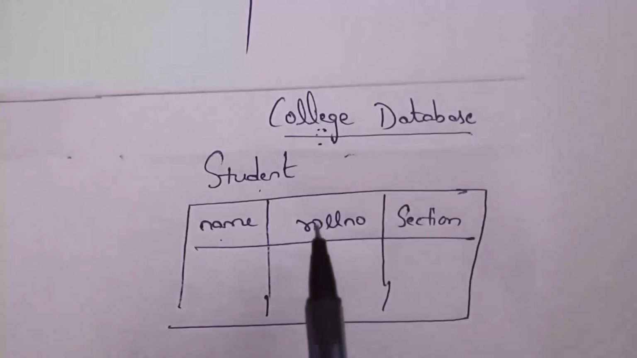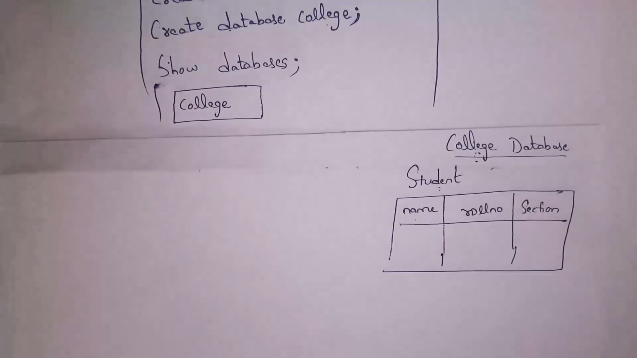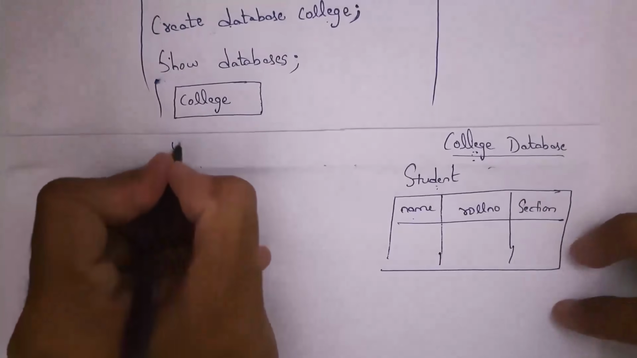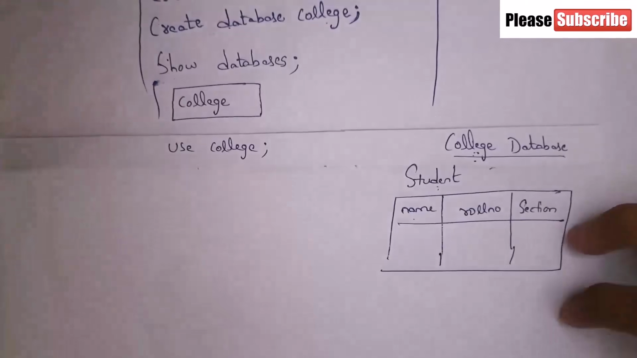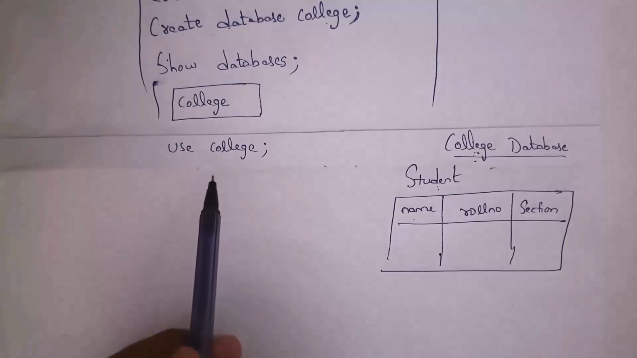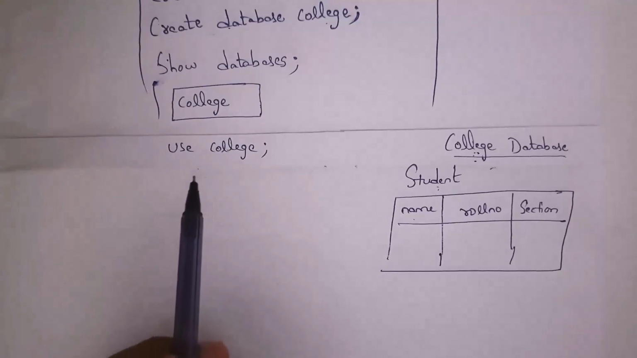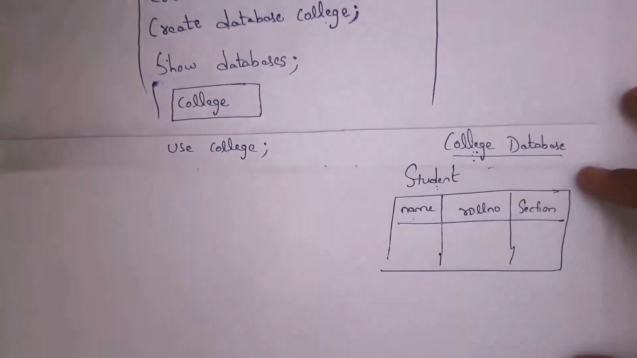I will write code in order to create the student table. In order to create the student table inside this college database, at first you need to write use college, where college is my database name. Whenever you write use college, now whatever tables we create, all these tables are stored in the college database. So definitely write use college. Now we will create the student table.